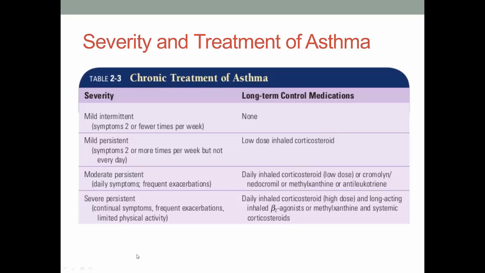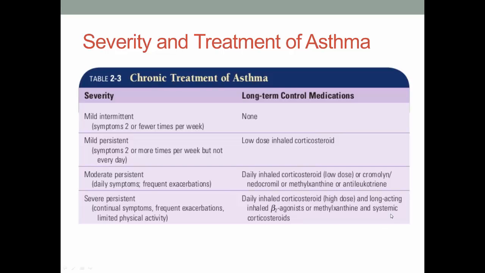The last thing is severe persistent, so this is continual symptoms. And now you're going to use a daily inhaled corticosteroid. It's high dose instead of low dose. The other thing is you're still going to have them on the albuterol, but you're probably going to start them on a long-acting beta agonist as well, like salmeterol.